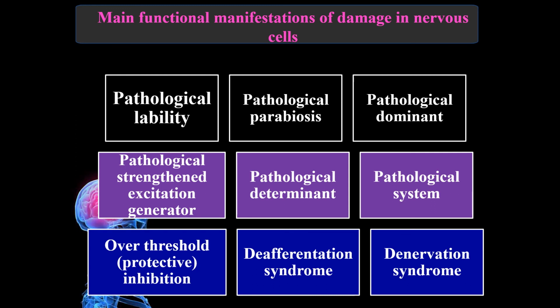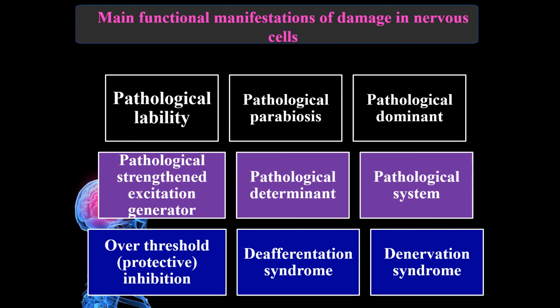Now about the over-threshold inhibition. The inhibition focus, having overcome normal boundaries, extends to the cerebral cortex and then to the subcortical structures. This condition protects the central nervous system from destructive changes that may occur as a result of severe irritation. Such a process is called protective or overthreshold inhibition. An example of protective inhibition is the torpid phase, the second phase of shock.